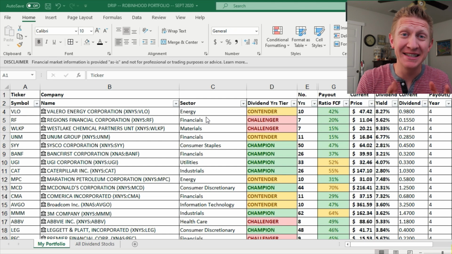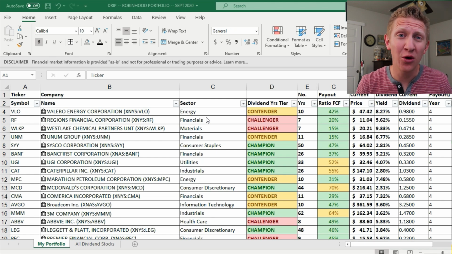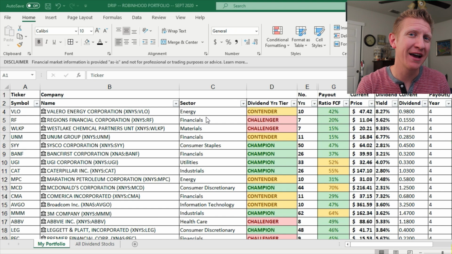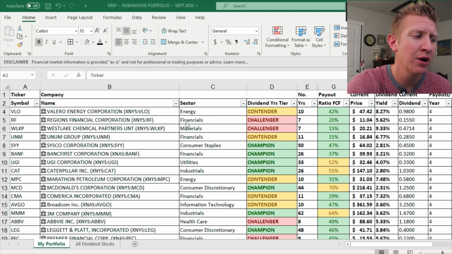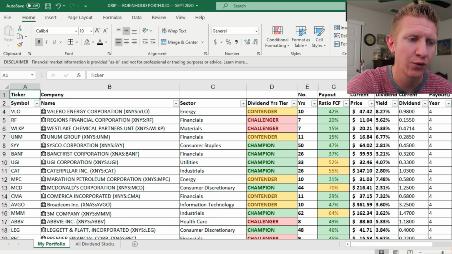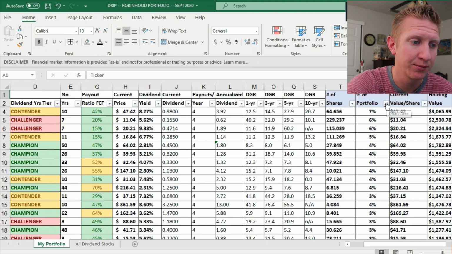Because every stock has a different yield, what you have to know is not only how much you own of every single stock, but also what is the yield on that dividend stock. So for example, if we're looking here at my portfolio, the top holding is Valero Energy. Let me scroll over here and sort it by percentage of portfolio.